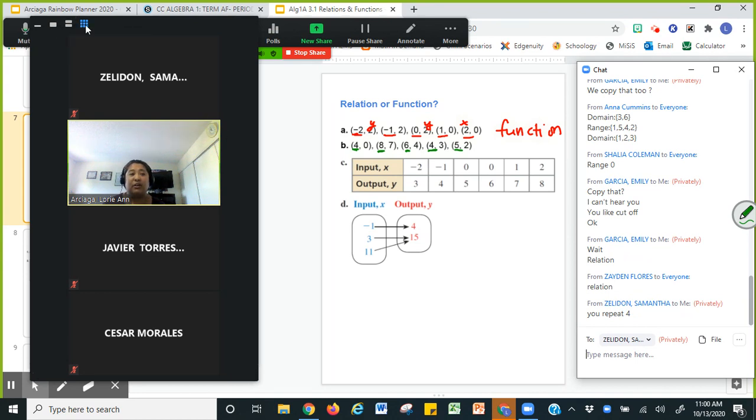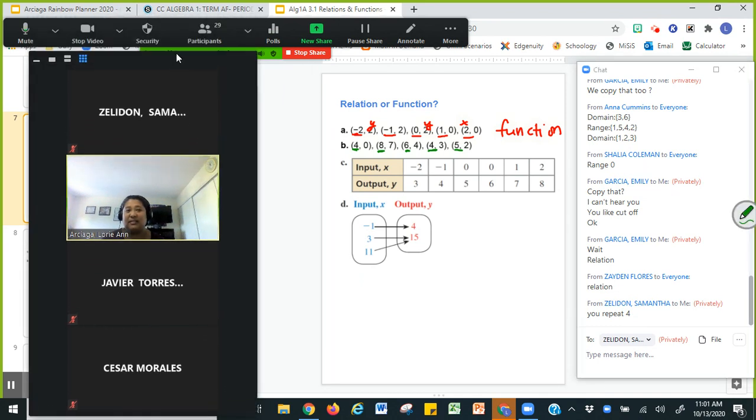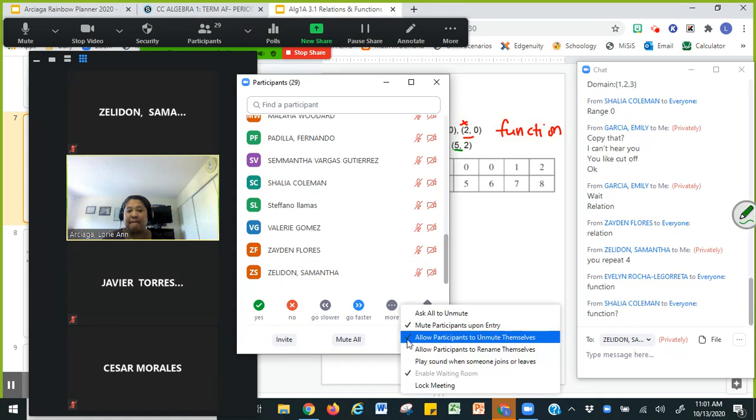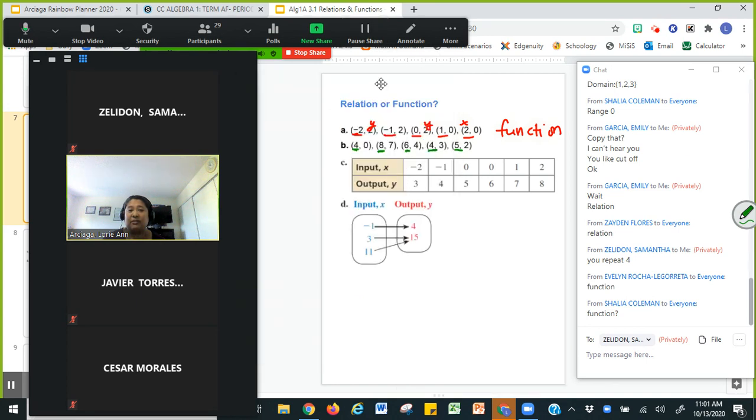I don't know how many of you are actually looking at your screens. This would be one of those moments when I would really love you to show your cameras. But yeah, okay, so letter C. Letter C, anybody? Function, according to Shalia. What do the others say?